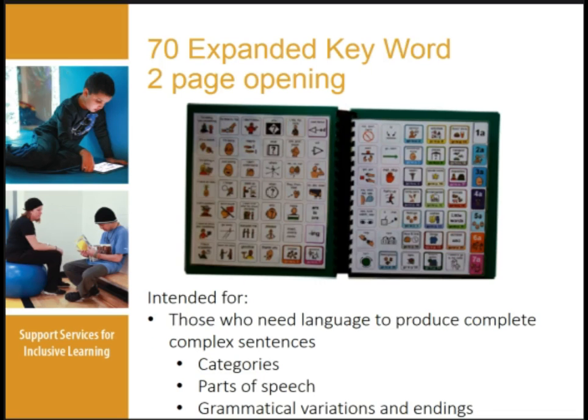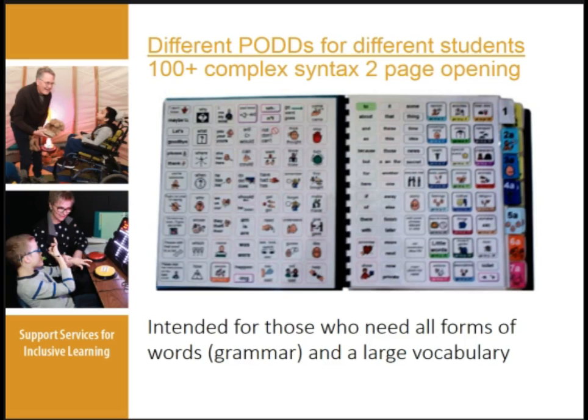The 2-page books require less back and forth to and from the front of the book. Core vocabulary, pragmatic intents, and categories are available within every section. The 100+ complex syntax book is intended for those who need all forms of words, grammar, and a large vocabulary.